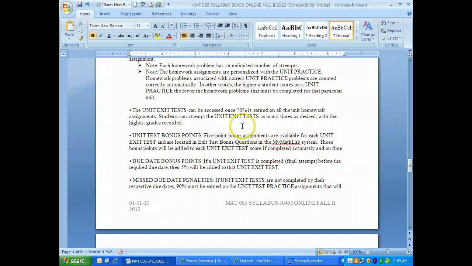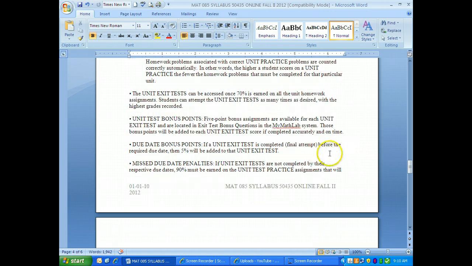Exit tests are accessed once you complete all the homeworks with at least 70%. Once again, you should not be satisfied with the same percent. The exit test, the unit test, can be taken as many times as you want before the due date. After the due date, to gain access, you must complete the extra homework assignment.